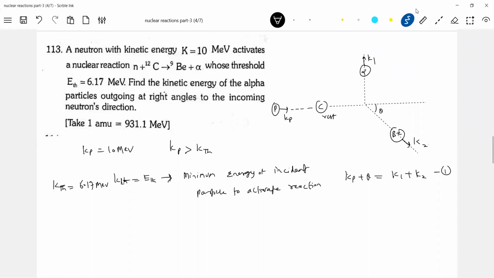So now we know Kp and threshold. What is the definition for threshold? You can write it as K threshold or E threshold or K minimum. I'm using all the symbols. This should be mod of Q, 1 plus mass of incident particle over target. What is the incident particle? Proton. What is the target nucleus? The carbon.